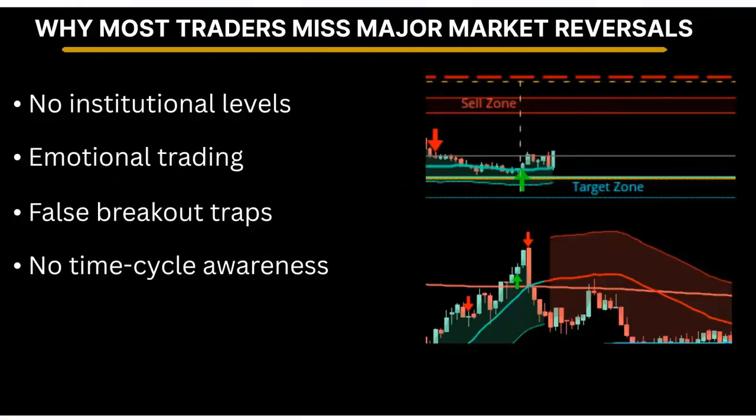Most traders miss major market reversals, not because they lack effort, but because they lack institutional structure. Without quantified buy and sell zones, traders are left reacting emotionally to price movement. False breakouts, emotional entries, and a lack of time cycle awareness often result in late entries and premature exits. The Institutional Pivot Matrix was designed to eliminate that uncertainty by defining structure before the move occurs.